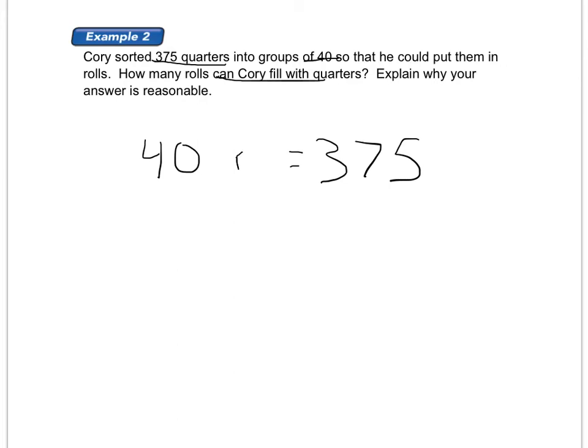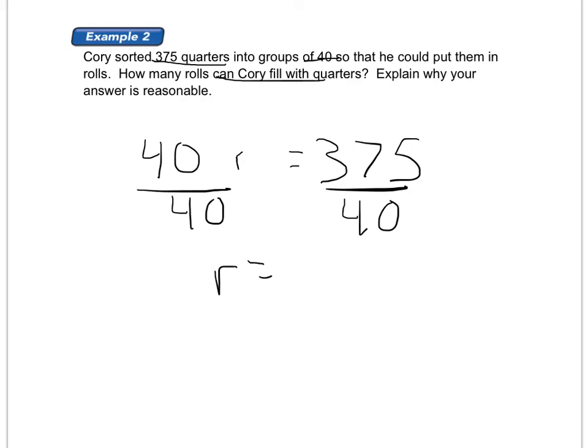Well, again, the total quarters should be how many quarters are in each roll, which is 40, times how many rolls there are. So if I have 40 quarters in a roll and I make 2 rolls, that would be 80 total. Well, we have 375. Okay, 375 total quarters. Now they want to know how many rolls can we make. So I'm going to take my 40 R's and divide them by 40 to cancel out, I'm going to get R equals.